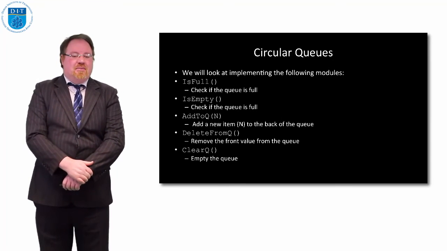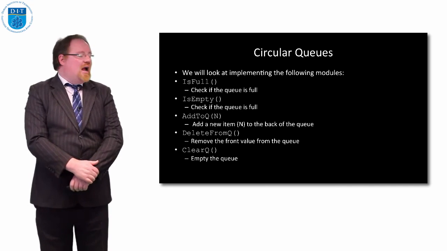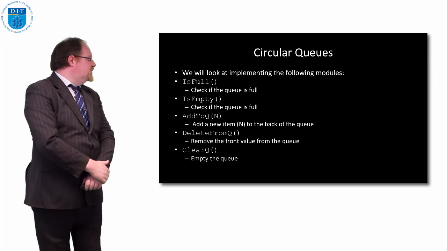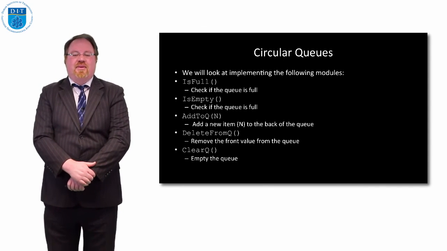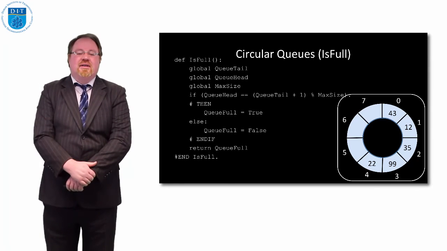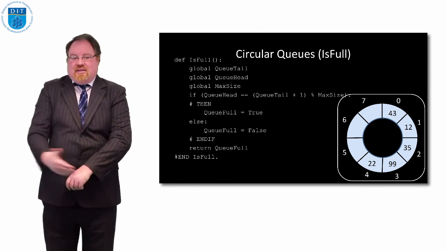So we'll look at how to implement checking if a circular queue is full, checking if it is empty, adding a value to the back of the queue, deleting from the front of the queue, and clearing a queue. So how do we check if the queue is full? Well, it's simple.